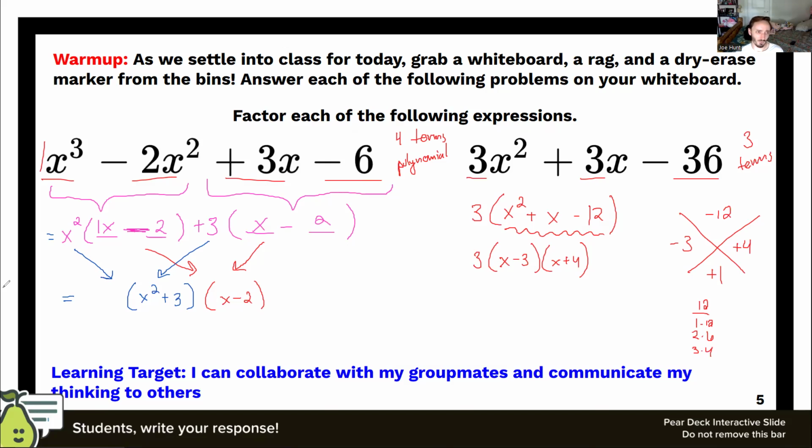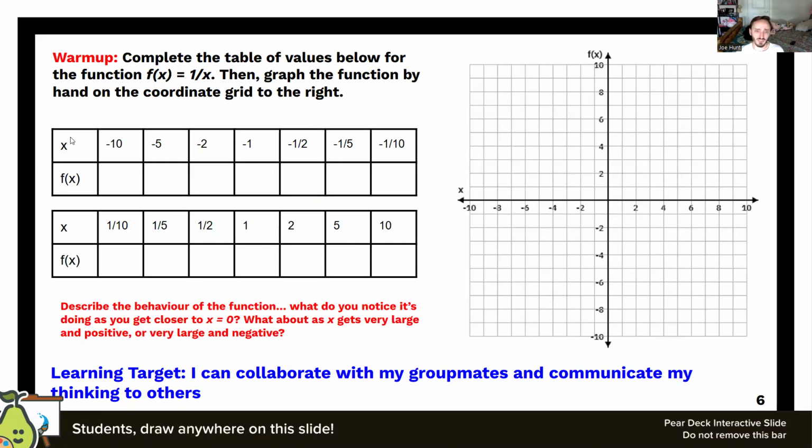But like I said, we'll review a lot more of this as time goes on. For our final warm-up for today, this is getting more back into what we saw with lesson 6.1, where we're doing an intro to rational functions. I want you to complete the table of values for the function 1 over x. And then once you have those coordinates, I want you to try and graph it, maybe on a scratch piece of paper here, on this guy to the right.